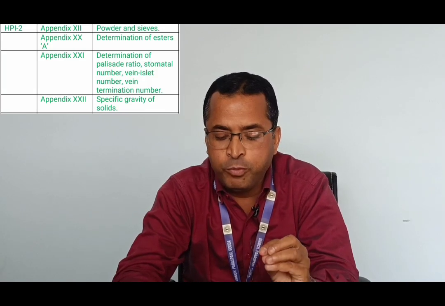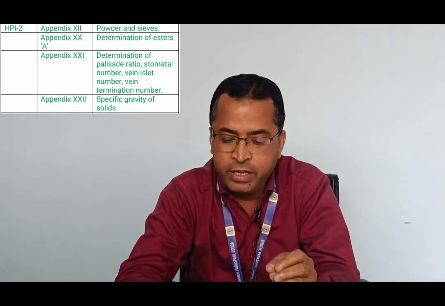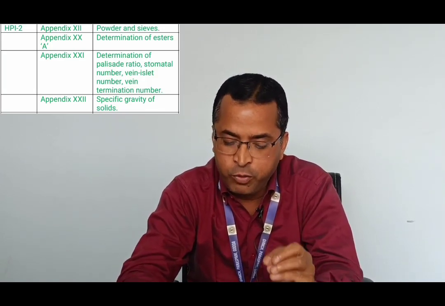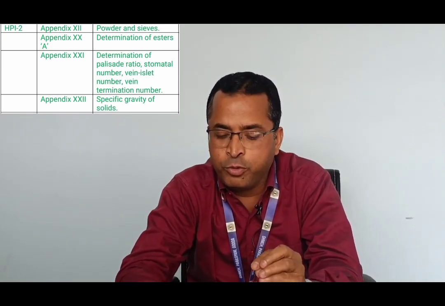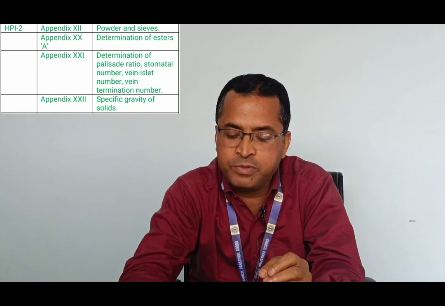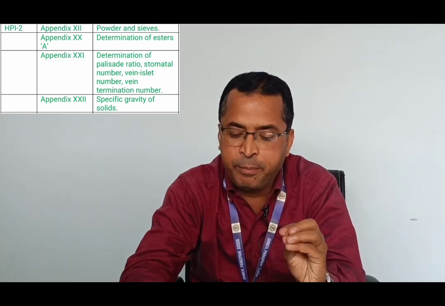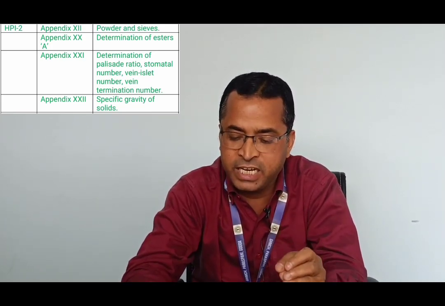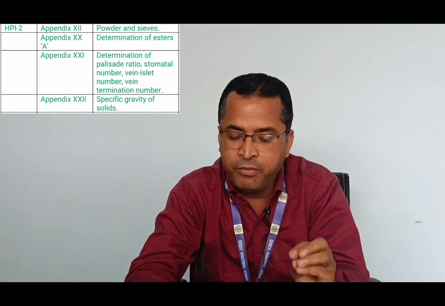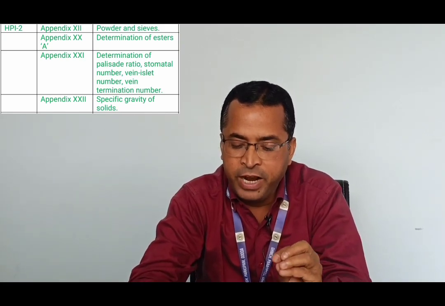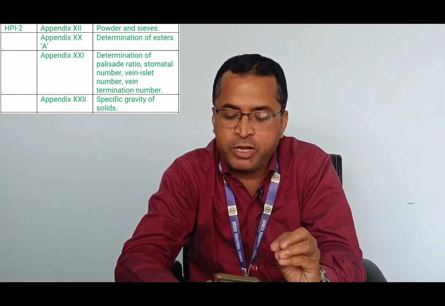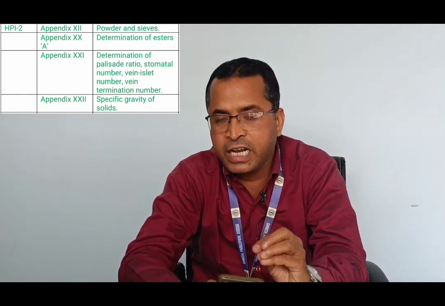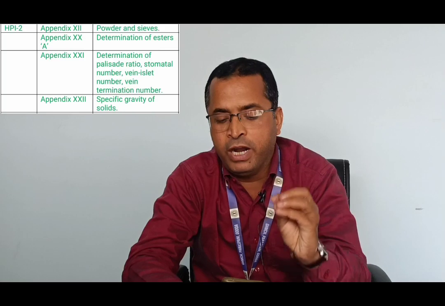In HPI Volume 2, Appendix 20 and 20A, 21 and 22. These are the HPI Volume 2 that contain powder and chips, determination of ester. In Appendix 21, determination of palisade ratio, stomatal number, vein islet number, vein termination number. In Appendix 22, specific gravity of solids. These are the contents of HPI 1 and 2.